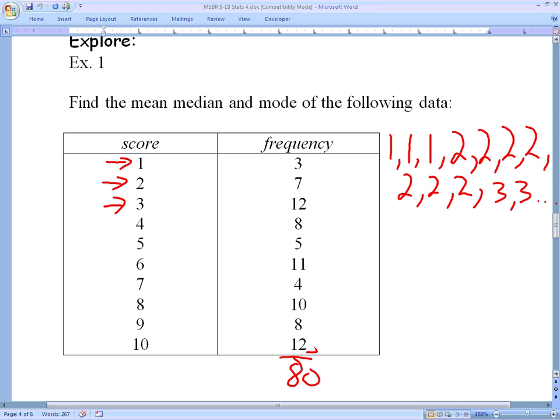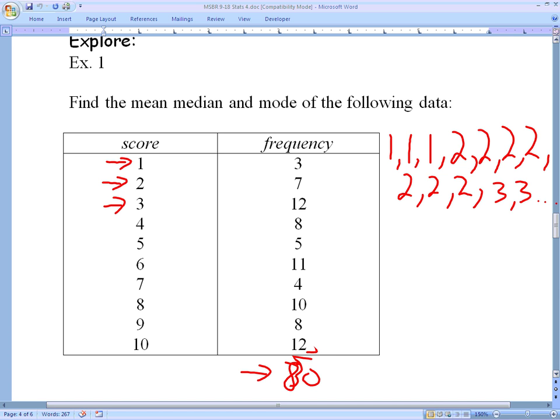Now we have to add them all up. So how many numbers would I have to add up if I literally just added everything? Well, there's 80 numbers, so I would have to add up all 80 of them. I don't want to add up all 80 of them. We invented multiplication so I don't have to add the numbers over and over again.